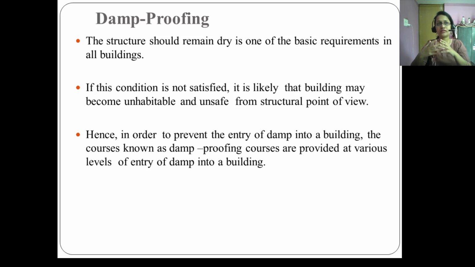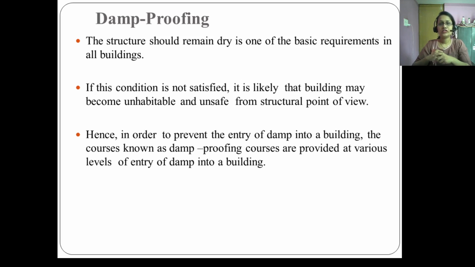So dampness gives rise to unhygienic conditions apart from the reduction in the strength of the structural components of the building. So damp prevention is one of the important factors of the building design. Every building should be damp proof. We have to ensure that every building is damp proof. Provision of damp proof courses prevents the entry of moisture in the buildings. The building structure should remain dry is one of the basic requirements in all buildings.